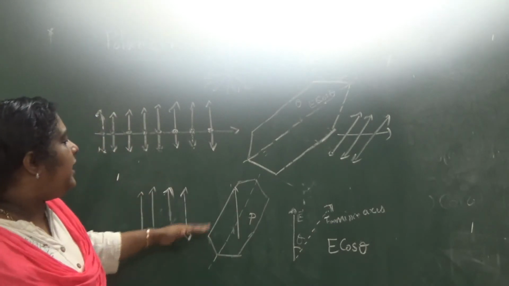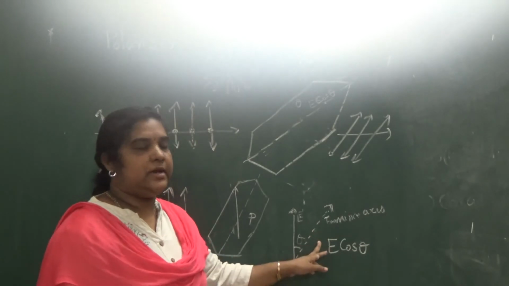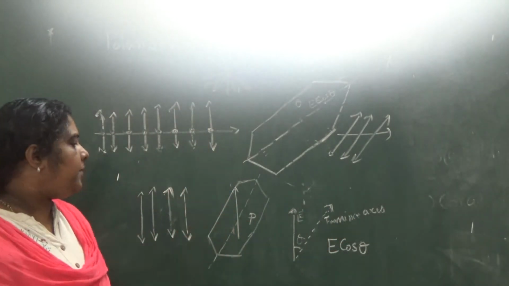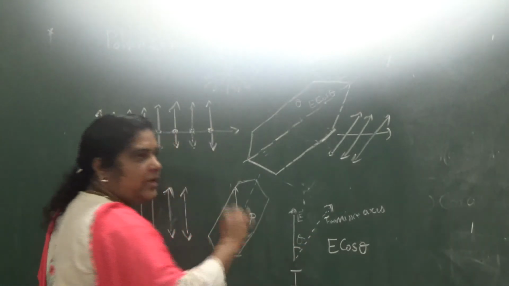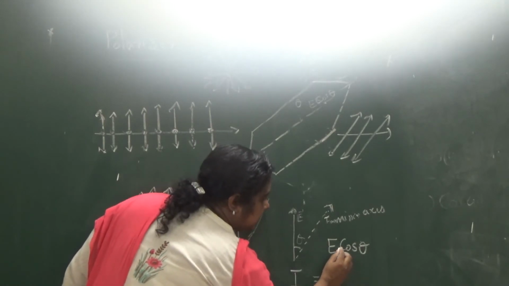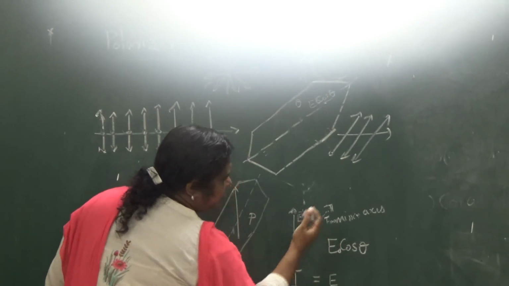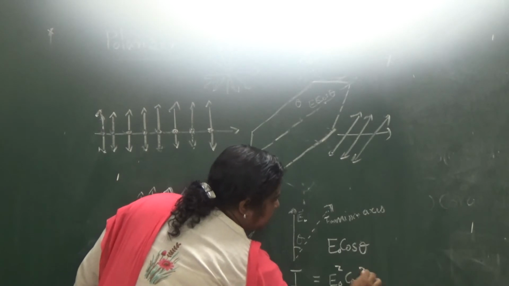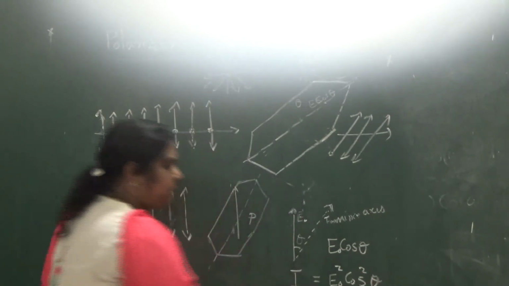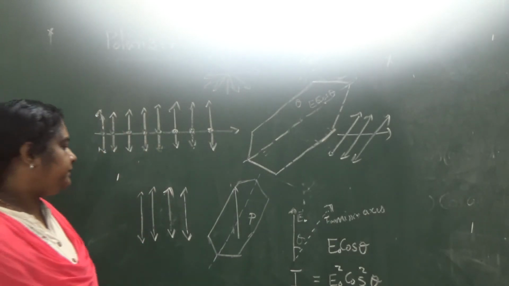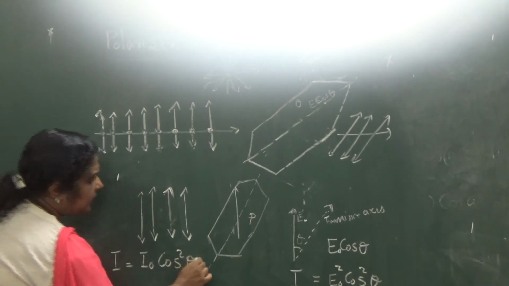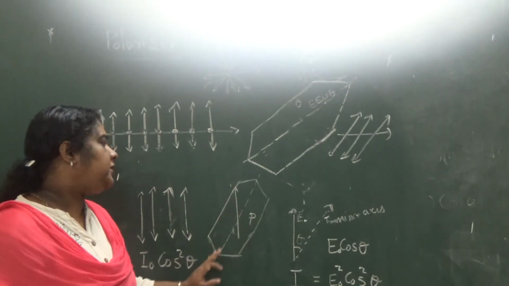Suppose the plane of vibration and transmission axis make an angle theta, then only the cos component of the electric field will pass through the polarizer. So E cos theta, but we know intensity is proportional to the square of the electric field. Suppose this is E0, then E0 square cos square theta. So the intensity I is equal to I0 cos square theta, where theta is the angle between the plane of vibration and the transmission axis.